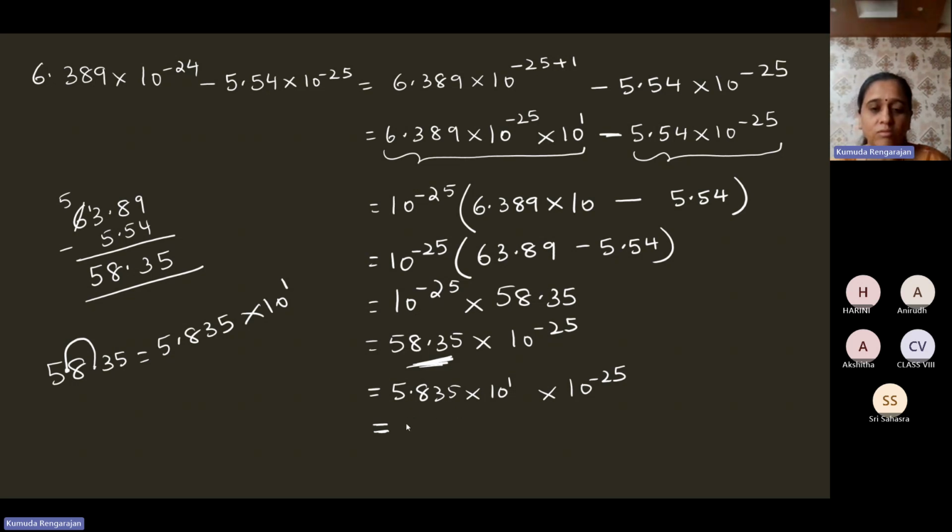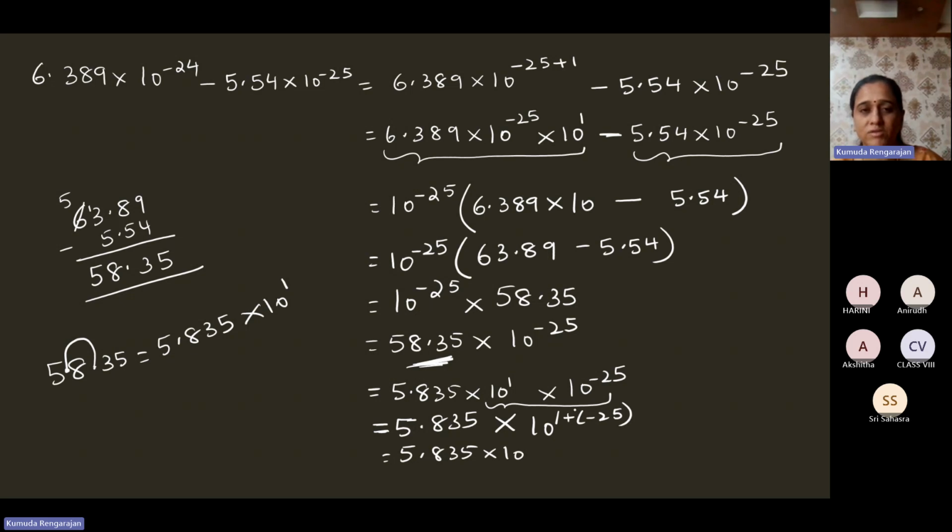Now don't disturb this number 5.835, because we want the first number to be between 1 and 10, into 10 to the power 1 into 10 to the power minus 25. Simplify this one. The bases are the same and it's multiplication, so you need to add the powers, 1 plus minus 25. So it is 5.835 into 10 to the power 1 minus 25, which is 1 minus 24.